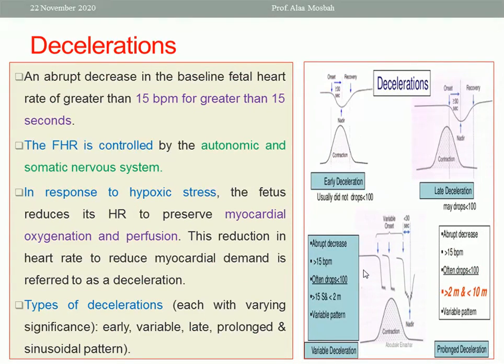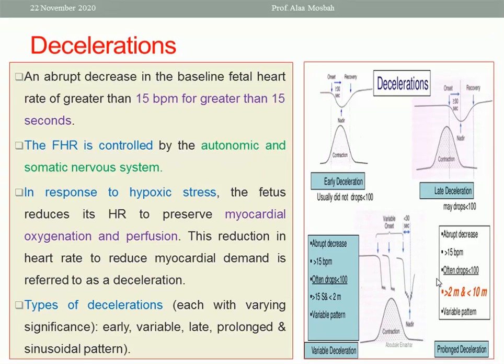What about deceleration? We said acceleration is an increase; deceleration is a decrease or drop of the fetal heart rate of more than 15 beats per minute for a duration greater than 15 seconds. Okay, so deceleration is a drop of the fetal heart rate of more than 15 beats per minute for a duration of more than 15 seconds.